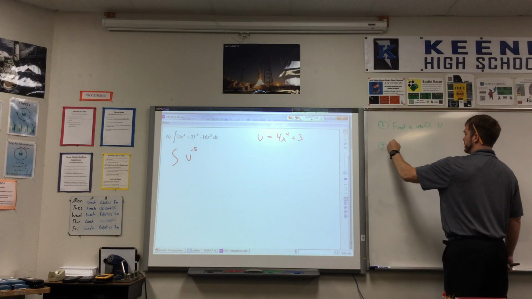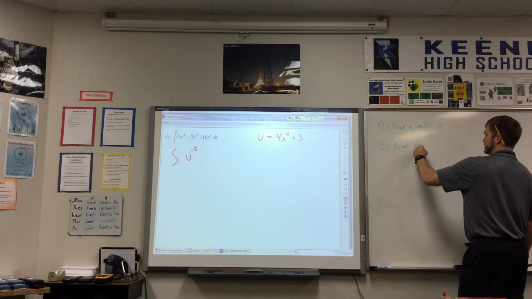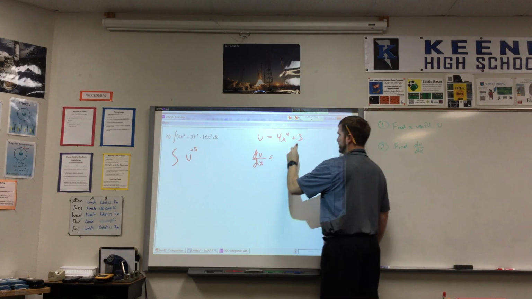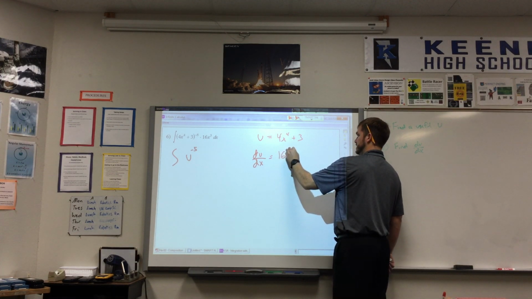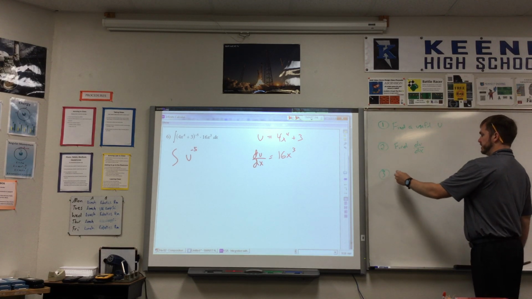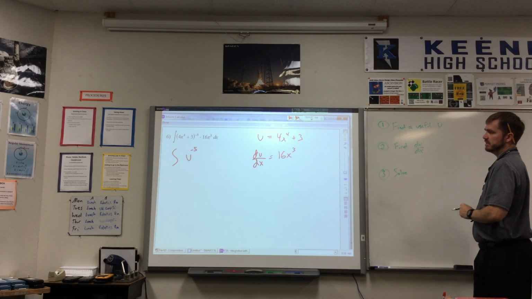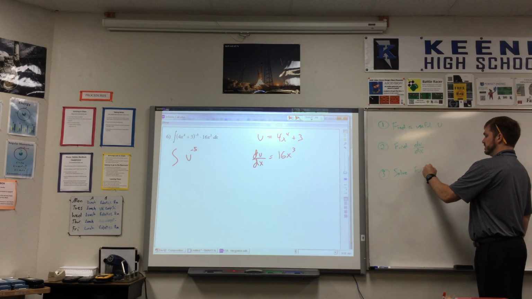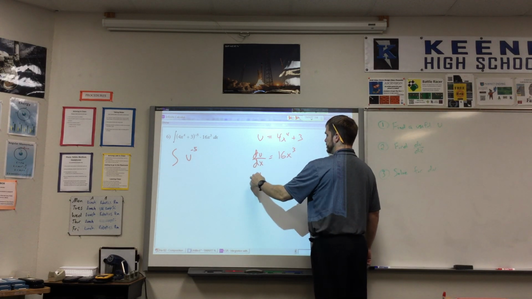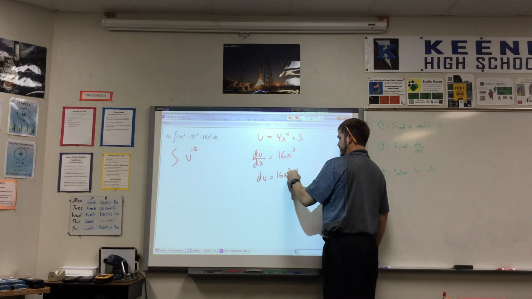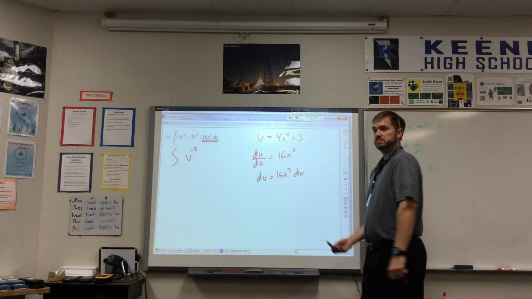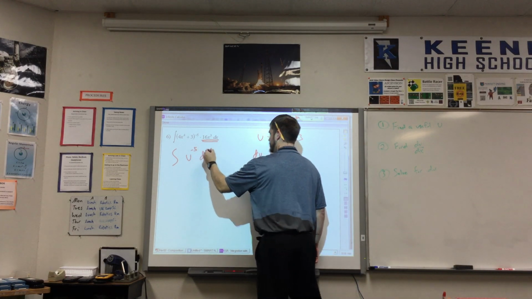Step number 2 is going to be find du over dx. So take the derivative of u with respect to x. So 16x cubed. Step number 3: solve for du. So multiply both sides by dx, we have du equals 16x cubed dx, which happens to be exactly the other piece of the puzzle, so du.